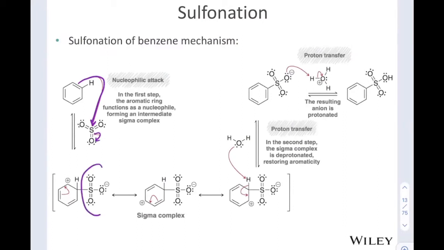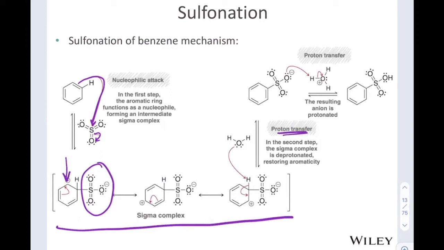So we've now added the SO3 group to our benzene, and we now have this carbocation that is resonance stabilized in the sigma complex. The final step is proton transfer, and so we're going to pull the proton off that is on that carbon that has our electrophile, regenerating the aromaticity and bringing our benzene back. There is one extra proton transfer step that needs to happen in this reaction. We have a hydronium ion that is going to be used to protonate our O- and our SO3, giving us the final product shown here.